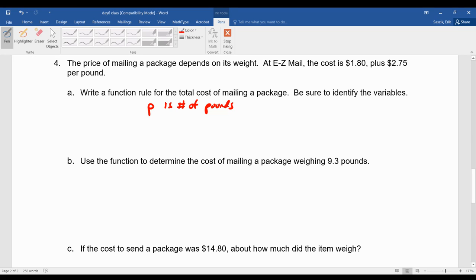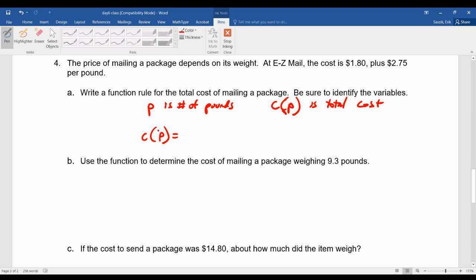We're asked to write a function rule for the total cost. So I'm going to do C of P because it's based on the number of pounds. All right. Remember, what's in parentheses here has to match that. Now you actually write the function rule.